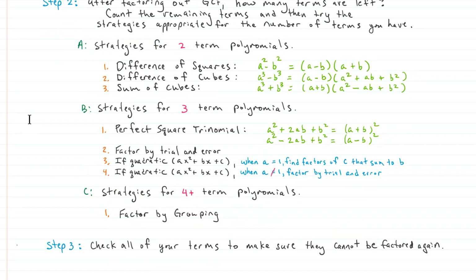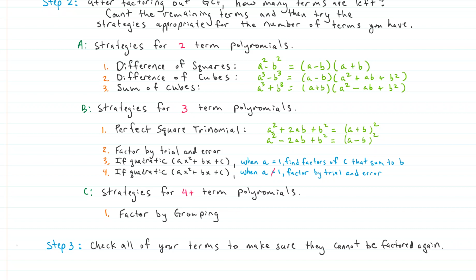Our last category would be strategies for 4 or more terms. So if you have a polynomial with 4 terms or more, after you finish factoring out the greatest common factor, then what you would do is you would try to factor by grouping.